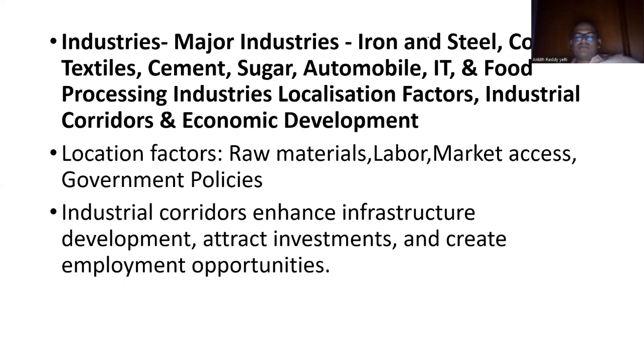Whenever you talk about location factors for a particular region, you should focus on raw material, availability of labor, market access, government policies, these things. For example, let me take the example of iron and steel industries. Iron and steel industries can largely be seen in Jharkhand, Orissa, West Bengal. Why? Because there is availability of coal mines in this region, and also iron ore. Since there is availability of raw material, many industries have come up in that region.